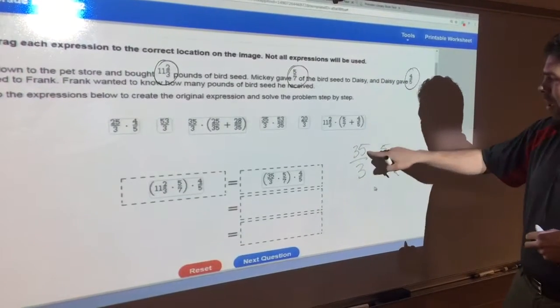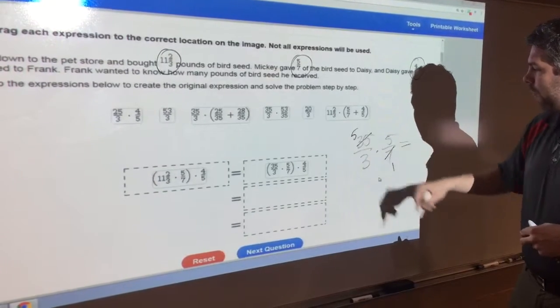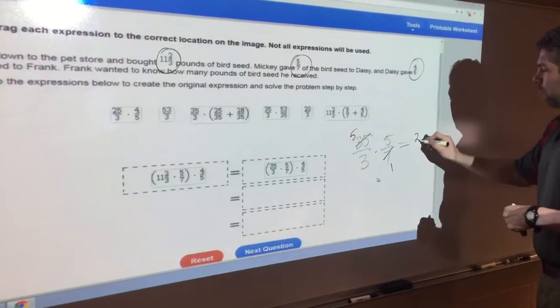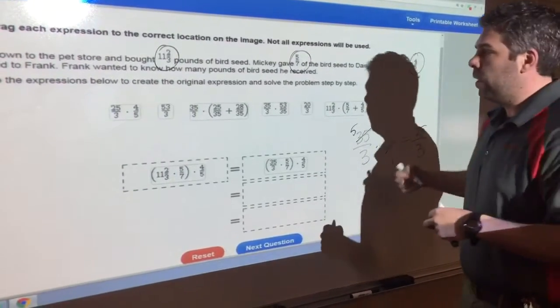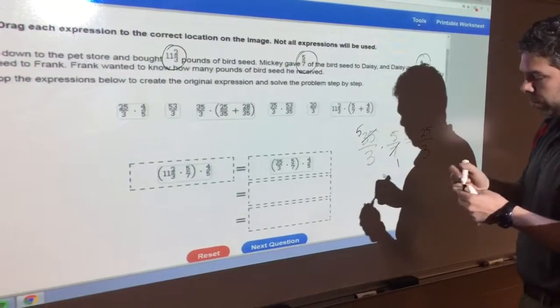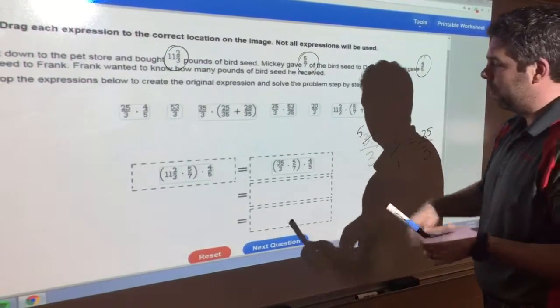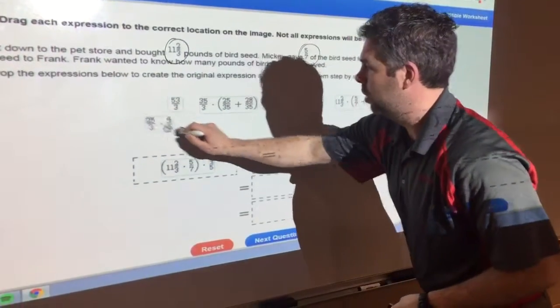What I would do is 35 and 7 can both be divided by 7. That goes in 5. So 5 times 5 is 25. 3 times 1 is 3. So I'm looking for 25/3 is what I got when I multiplied in the parentheses. I'm going to have to take that and multiply it by this 4/5. So I see that right here in this tile.